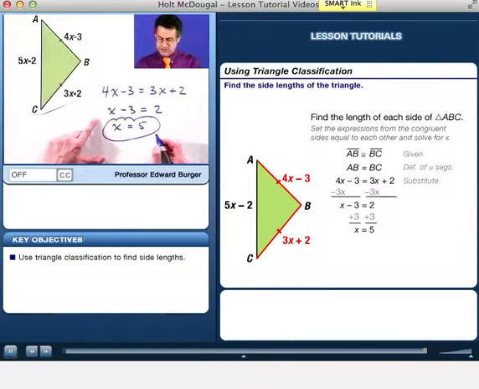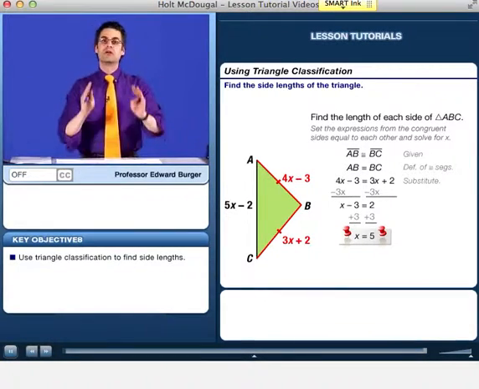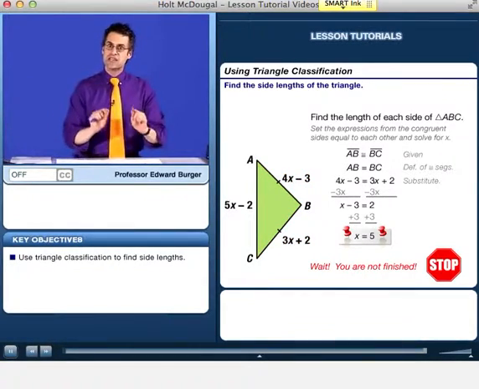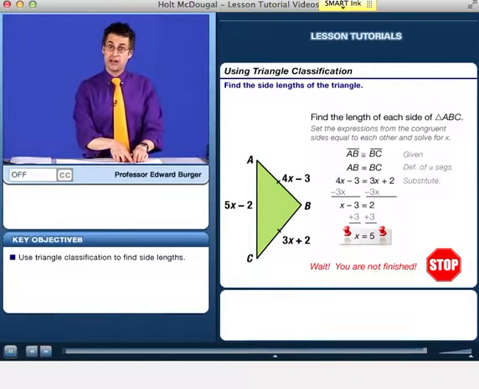So there I see x equals 5, and you might say, great, we have the answer, we're done, we can go outside and play. No, we were asked to find the length of each side. All I figured out was the unknown, mysterious x. It equals 5. We now have to return back to our green triangle, plug in x equals 5.